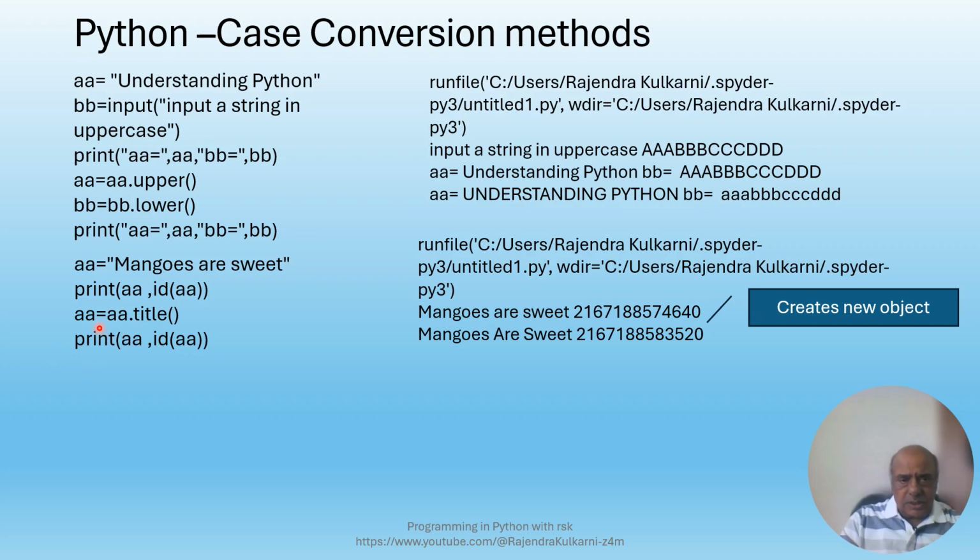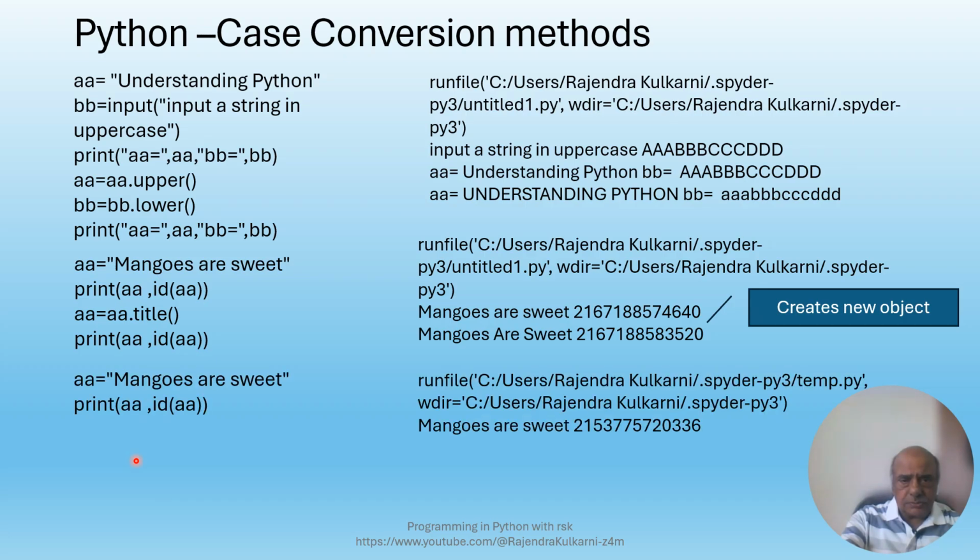So here again the original object "mangoes are sweet" in lowercase has been replaced, or that object has been dereferenced from A, and now A starts referring to a new object which is created by converting the original object using method title. Now print A, ID of A, again the A assigned with this, gives us this output.